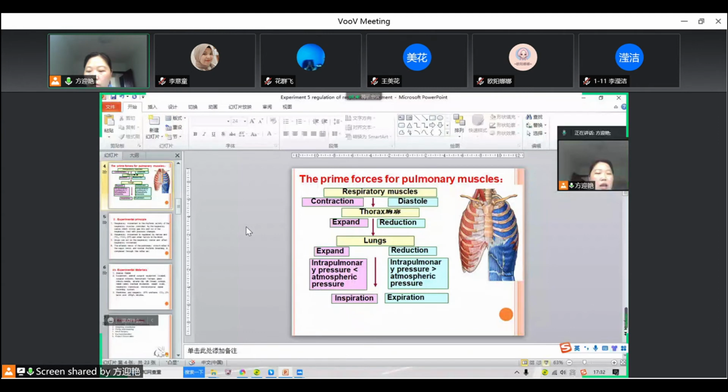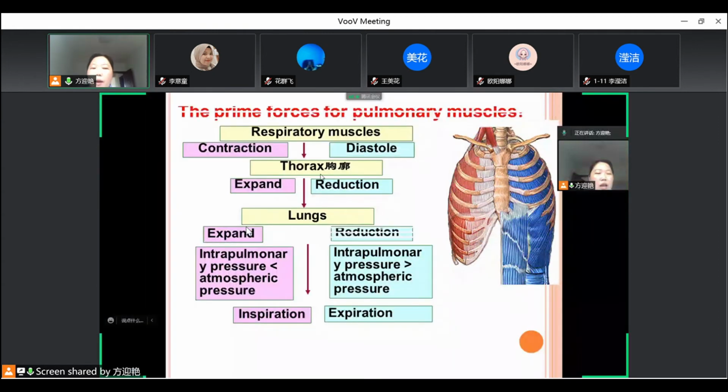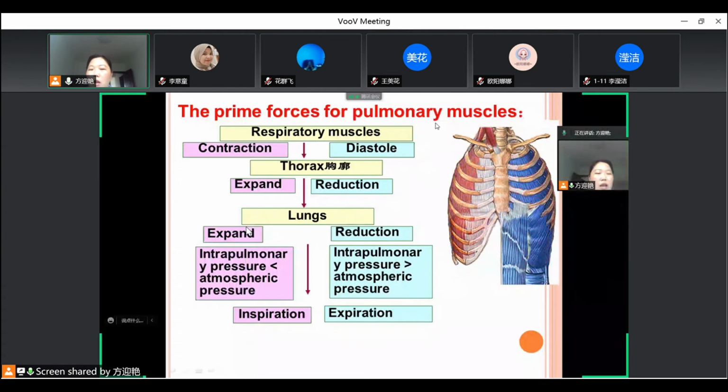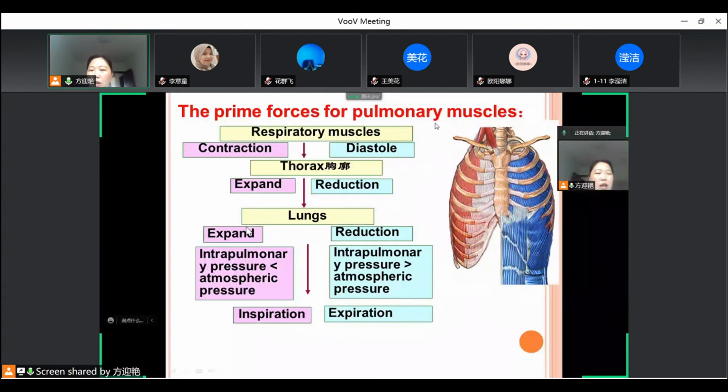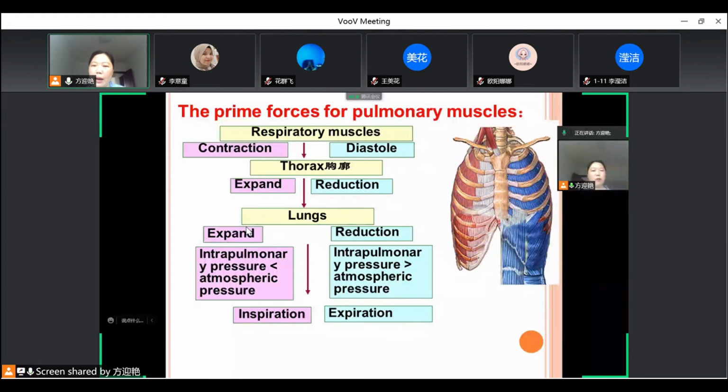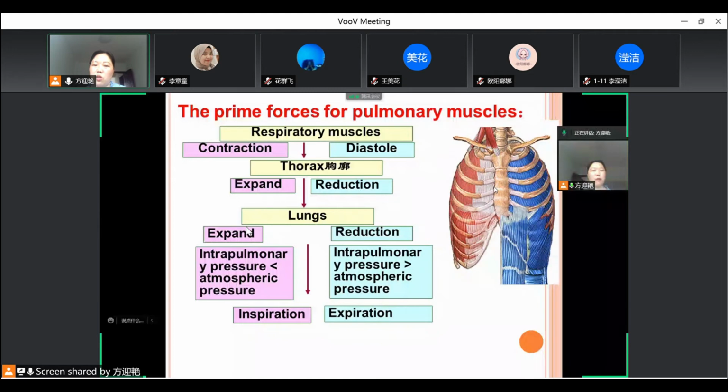The primary force for pulmonary ventilation is that the respiratory muscles contract, and they move the gas in and out, which is pulmonary ventilation.